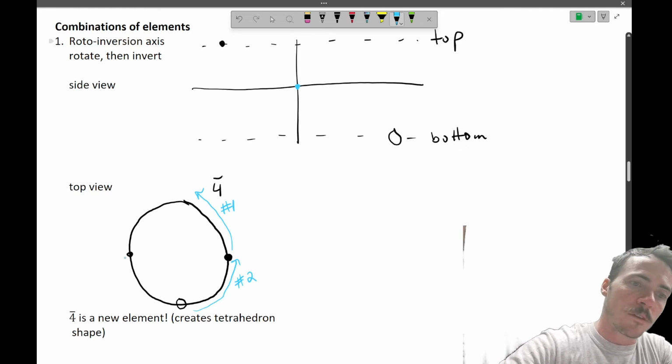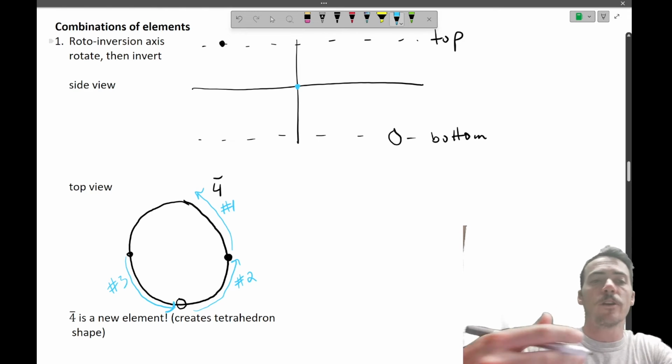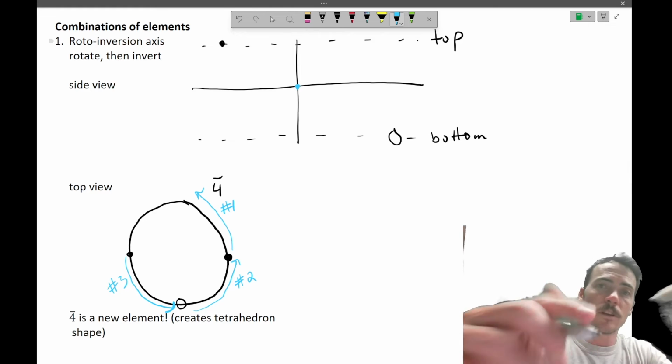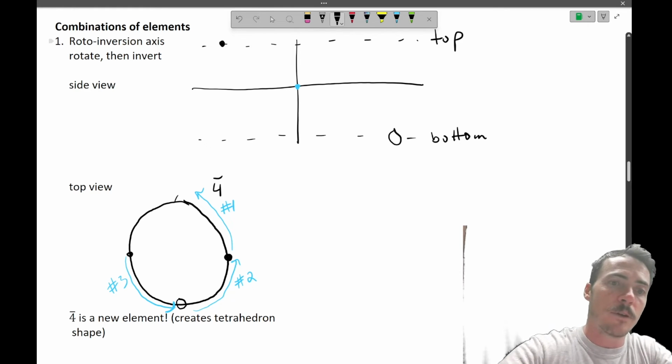So now we're going to do it again. We're going to rotate this one again 90 degrees the same direction. That brings it here. That's number 3 rotation. And then we have to invert it. It's at the top currently, right? When we rotate, it's at the top. So when we invert it, it's going to go back to the bottom. It's going to put an atom right here.